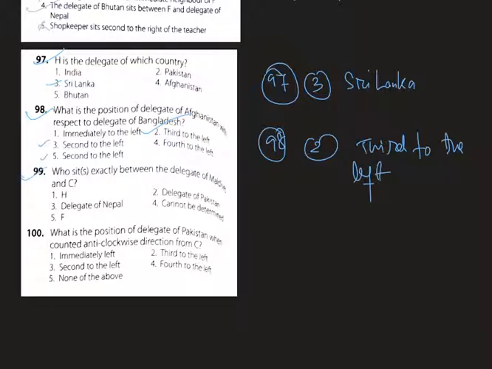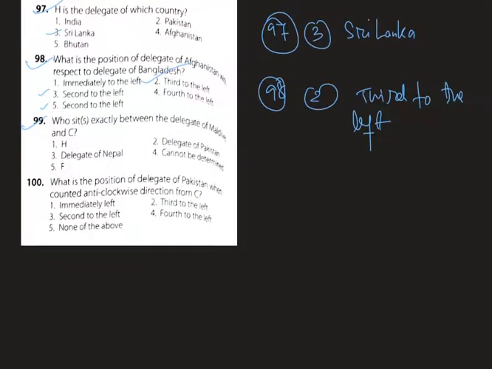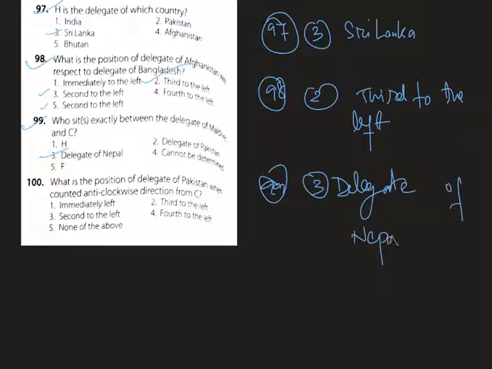Now let's check the 99th question. Who sits exactly between the delegate of Maldives and C? This is C and this is the delegate of Maldives, and the answer is Nepal, or E, the delegate of Nepal. The 99th question's answer is option 3, the delegate of Nepal.